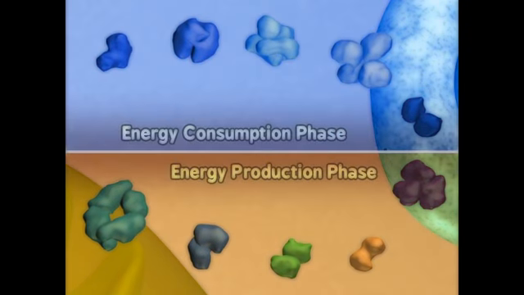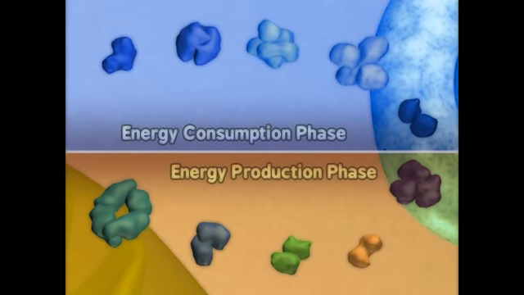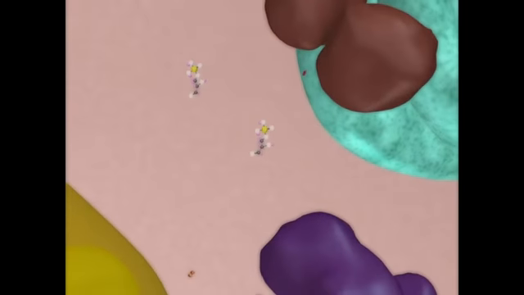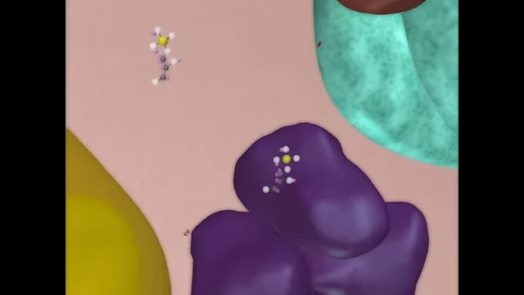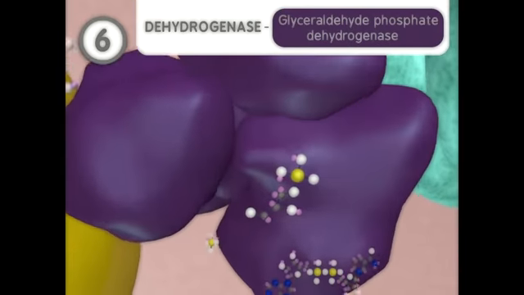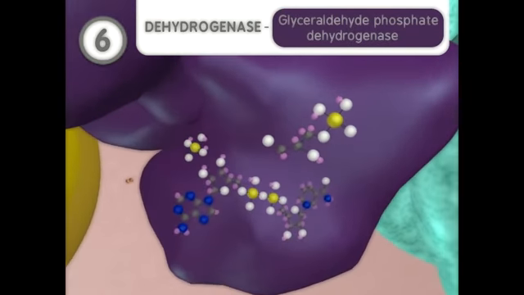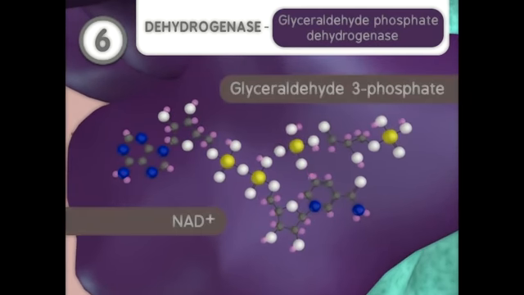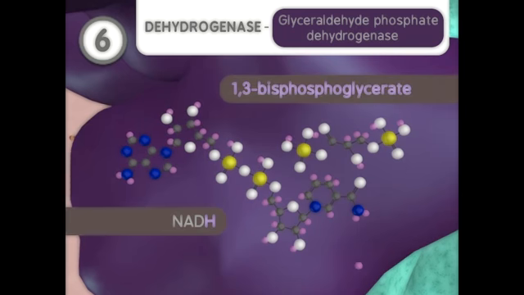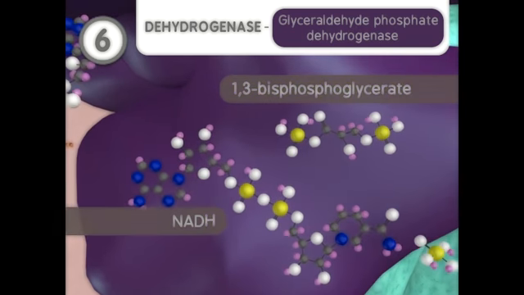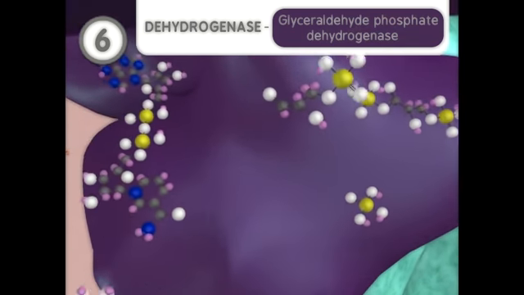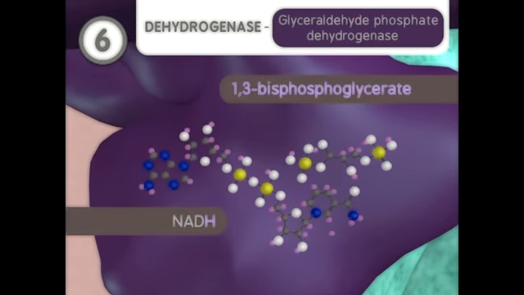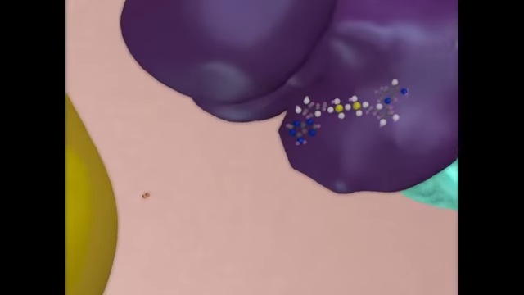The next 5 steps of glycolysis are the energy-producing phase. In step 6, both glyceraldehyde 3-phosphates are oxidized to 1,3-bisphosphoglycerate by a dehydrogenase. This step produces one NADH for each oxidized glyceraldehyde 3-phosphate, for a total of 2 NADHs. These NADHs are later used to produce more ATP for the cell.